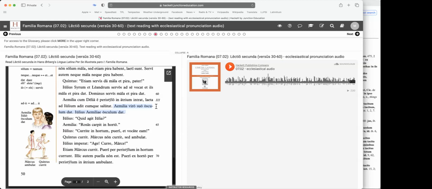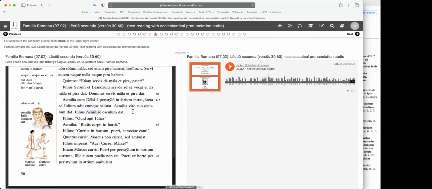Yeah. So Amelia there is in the dative. No, not that sentence. The next sentence. Oh, yes. Julius Aemiliae osculum dat. He gives to Amelia a kiss. Yeah, exactly. I would just bring that up as an example of what you were just showing us. Yes, exactly. And in this case, since that's feminine, we need the A ending in there.